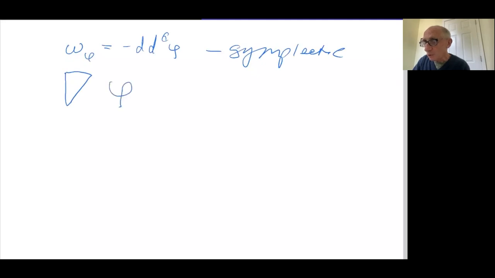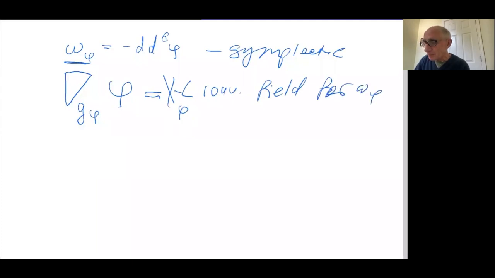So what do we have in the case of a plurisubharmonic function? As we said, we can take the form omega phi equals minus dd^c phi. This is a symplectic form, so it's already a first indication of a symplectic connection. Then you can take the gradient of this function phi with respect to the Hermitian metric, which is the real part corresponding to this Hermitian form. This vector field turns out to be a Liouville field. Let's call it X phi. It is a Liouville field for omega phi, which just means that the Lie derivative of omega phi along X phi is equal to omega phi.